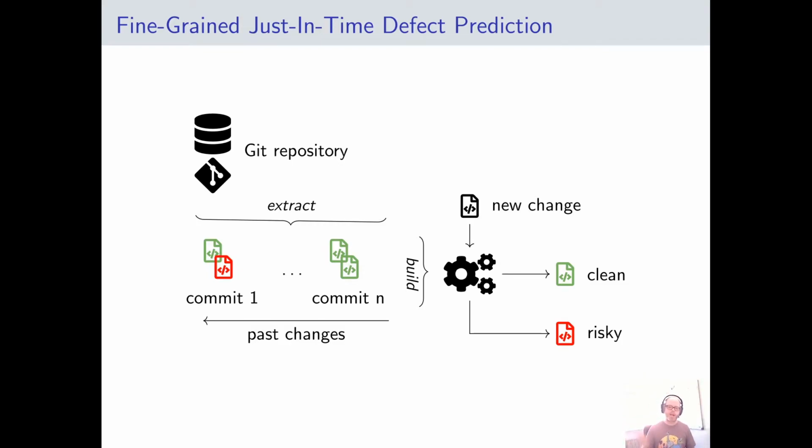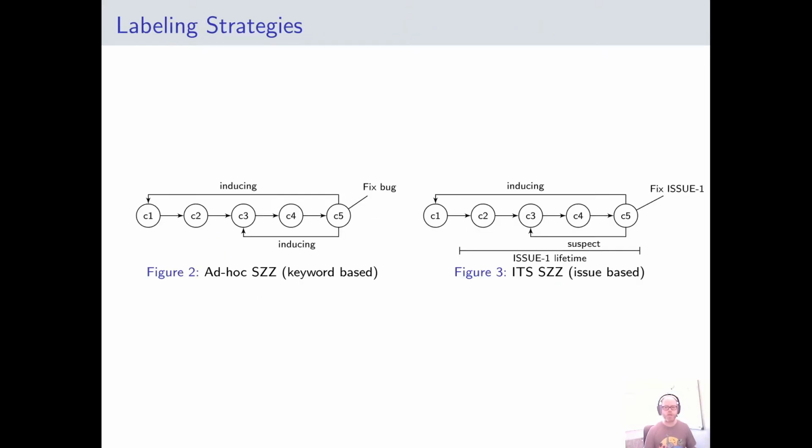Now, how do we label these past changes as being responsible for introducing a bug or not? In the literature, there are two basic approaches. The first one is a simple keyword-based approach, where we search the commit messages for keywords, for example, fix bug. If one is found, all changes contained in this commit are labeled as bug fixing. The things they are changing are traced back to the older change that introduced this part of the code. And this is then labeled as defect inducing.